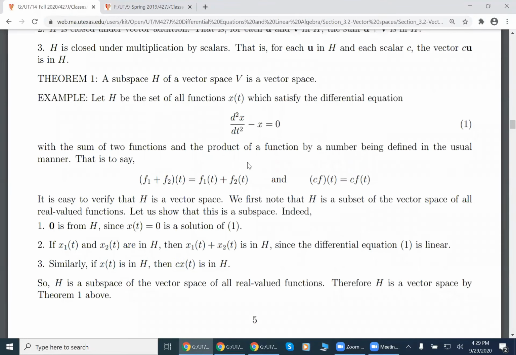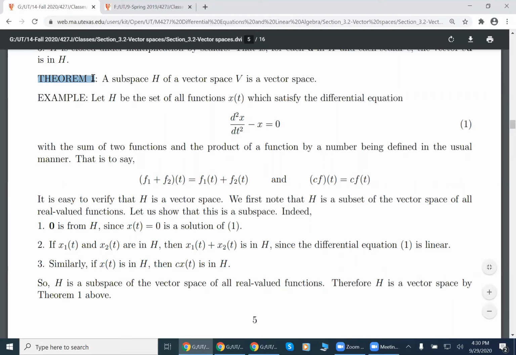So, the set of all solutions of this equation is a subset of the vector space of all real valued functions defined on R. This set satisfies all three properties, therefore it's a subspace of the vector space of all real valued functions, and therefore by theorem 1 it's a vector space by itself.